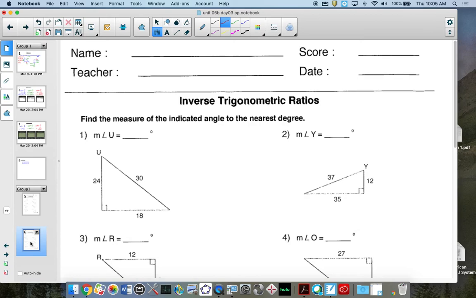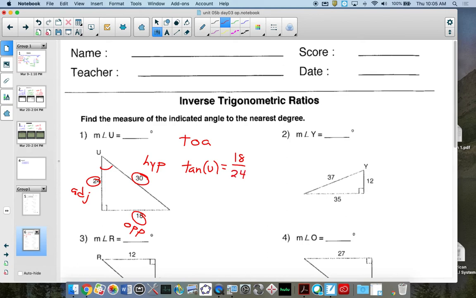And now in this problem they give you all three sides. And so for example, we want to find the measure of angle U, so you're labeling your sides. And now you have your choice if you want to use sine or cosine or tangent, because you have all the information for any of those. So let's say you decide to use tangent. Remember, SOHCAHTOA. Tangent of angle U is going to be the opposite leg, which in this case was 18, over the adjacent leg, which was 24.